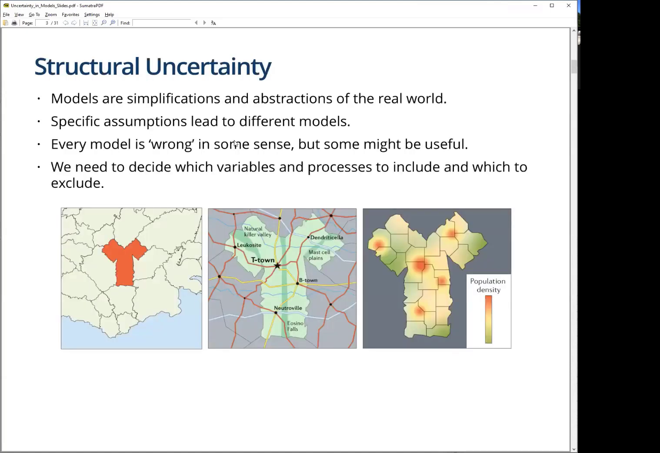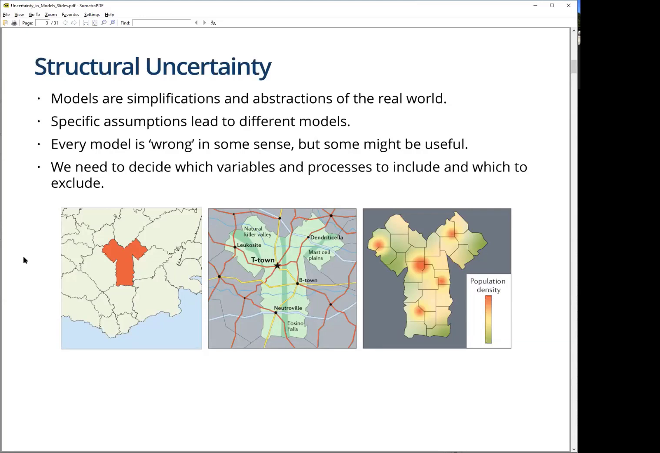So an important component to look at is structural uncertainty. By that, what I mean is that you build your model and it has a certain structure. And we've mentioned multiple times that it's always a simplification of the real world. You have to decide which components to include and which components to exclude and what assumptions to make.